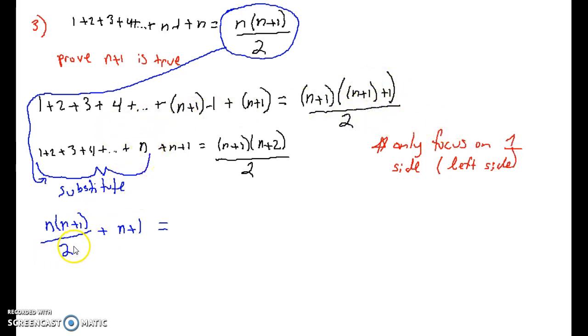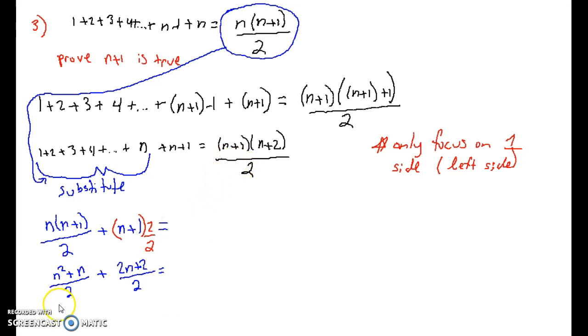Okay, so I need to manipulate this side of the equation to make it look like this. The first thing that I am going to do is two things. I'm going to distribute that in, and I'm going to make this have a common denominator. So I'm going to multiply by 2 over 2. If I do this, this will give me n squared plus n all over 2. And then this will be 2n plus 2 all over 2. A little equal sign to tell us that it's over here.